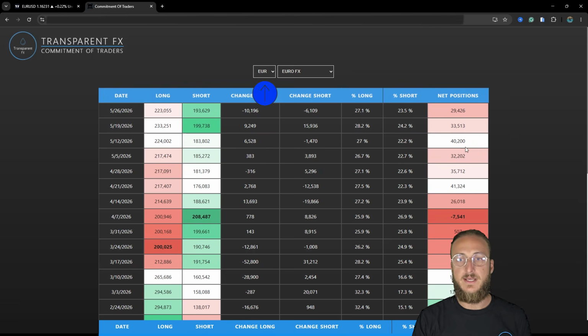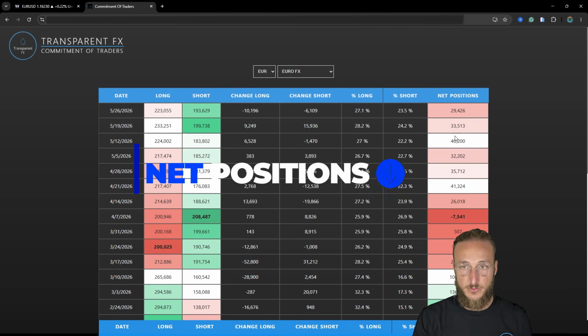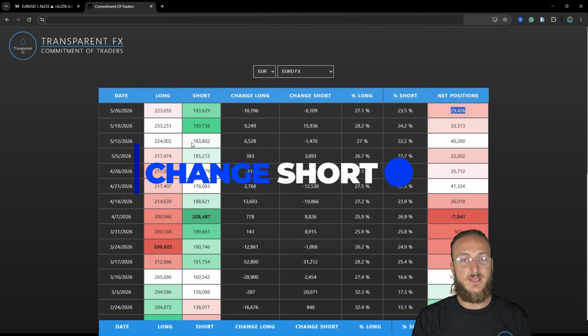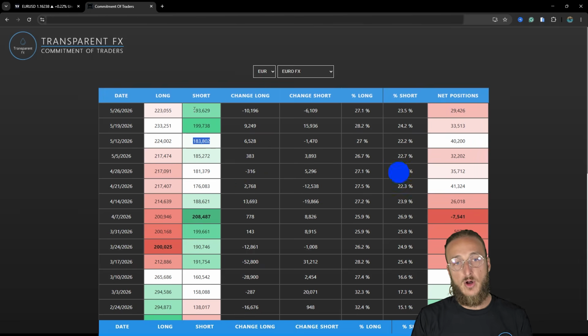And what we see here is that in fact, net positions with the last reports have been decreased. We went from the high at 40.2k, and then we went all the way down to 29.4k. Now, what has happened here is if we look at the shorts, we can see that from the high to this current low, the shorts got increased. We went from 183.8k all the way up to 193.6k.